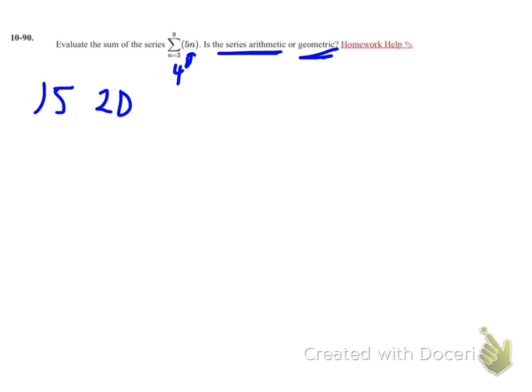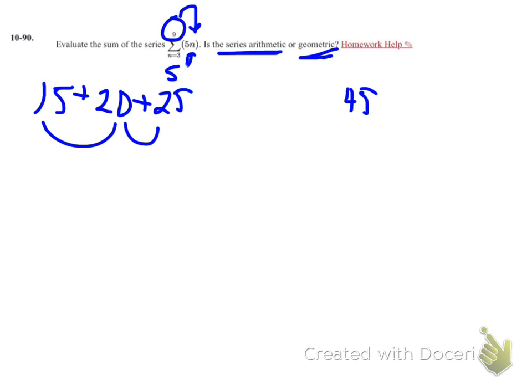This is a series here, so I want to make sure I'm adding in between them. Now when I replace this with a 5, I will get 25, and so on. My last term is when I put the top number in. My last term will be 45. You can see that's adding 5 each time, so that means it is arithmetic.